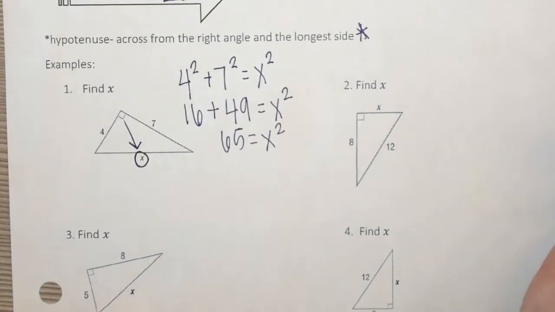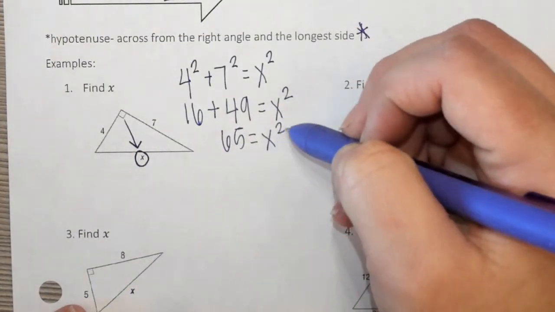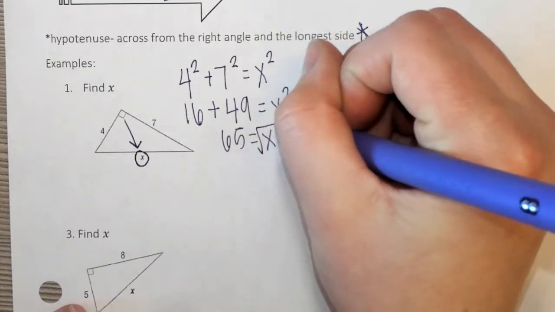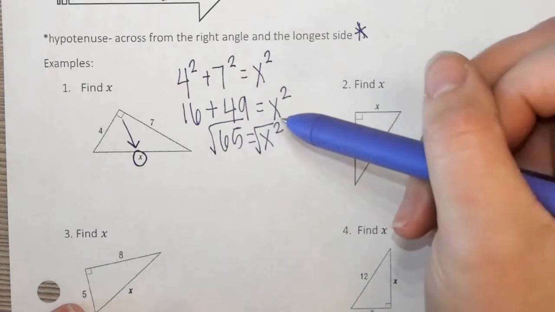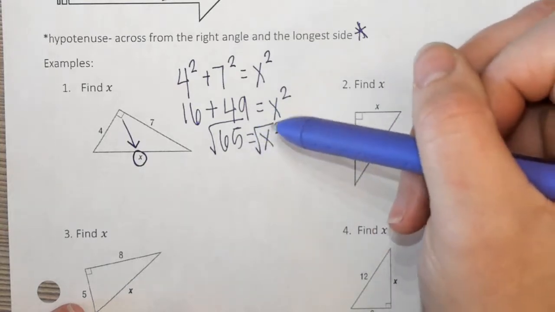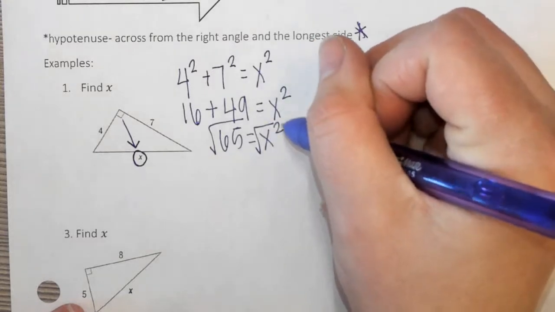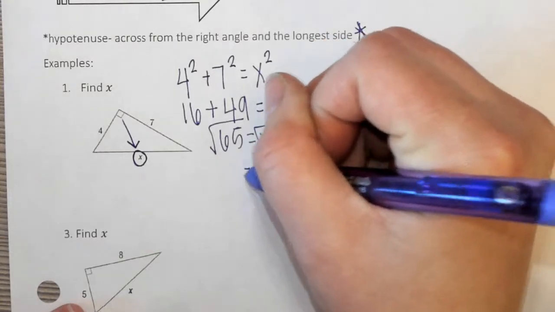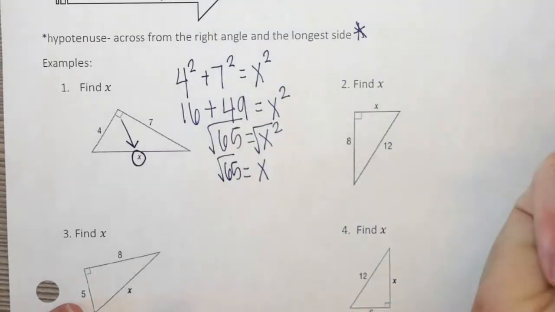However, now we have to solve for x. So the only way to cancel out this squared is to take the square root of both sides. When you take the square root of both sides, a square root cancels out a square. So now, because you have a square root and a square, your x will be by itself. And we'll have the square root of 65.